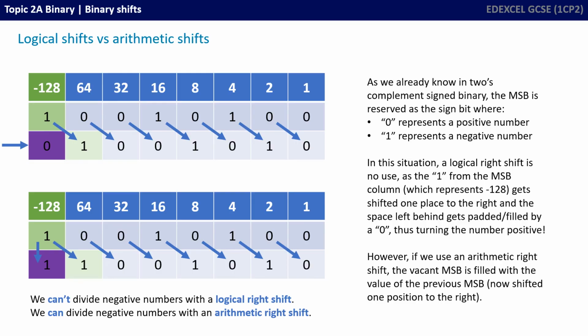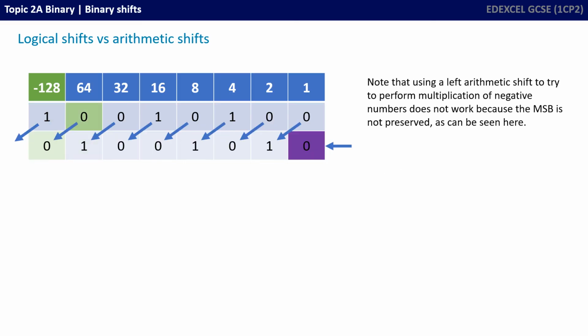However, if we were to use an arithmetic right shift instead of a logical one, the vacant MSB is filled with the value of the previous MSB, which has now been shifted 1 position to the right. So the 1 is maintained and the negative status is retained. So we can't divide negative numbers with a logical right shift, but we can divide negative numbers with an arithmetic right shift. Note that using a left arithmetic shift to try to perform multiplication of negative numbers still doesn't work, because the most significant bit is not preserved, as can be seen here.